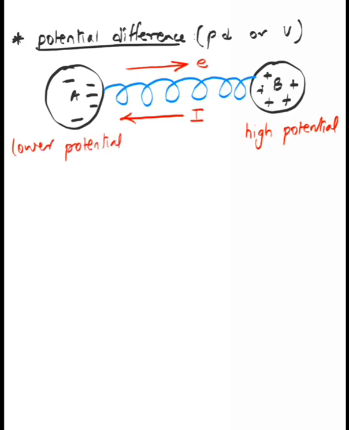Like remember the flow of heat. How is the flow of heat, guys, in calorimetry? We did high temperature to low temperature. In the same way here, it goes from higher potential to lower potential, guys. And the difference in this potential is called what? Potential difference.